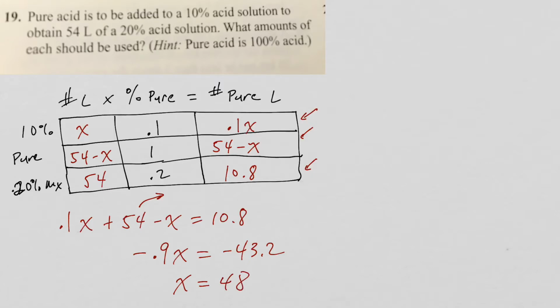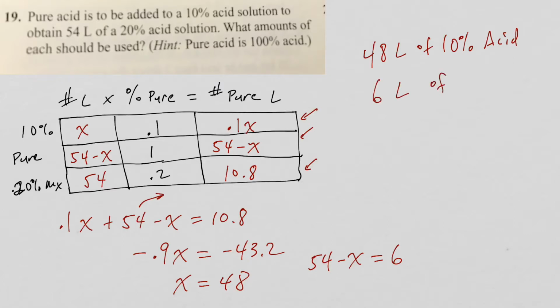Now, what does that tell me? That tells me that there is 48 liters of the 10%. But we also need the 54 minus X. So 54 minus X is 54 minus 48, which is 6. So the answer would be 48 liters of 10% acid mixed with 6 liters of pure acid.